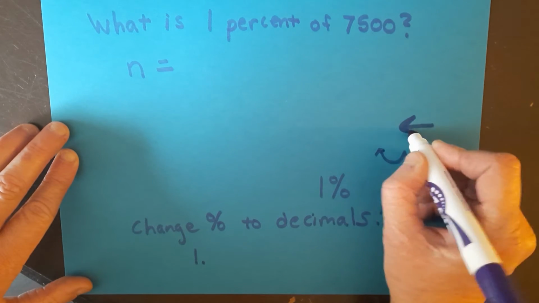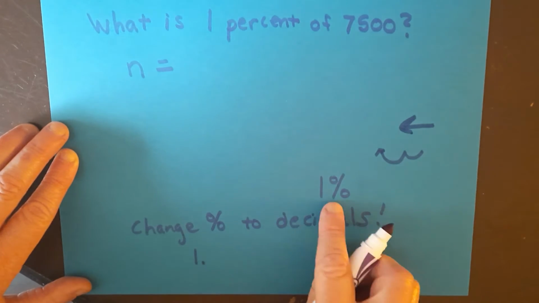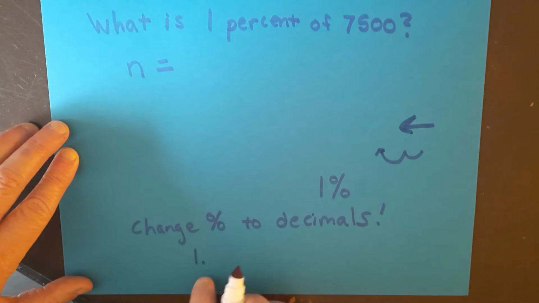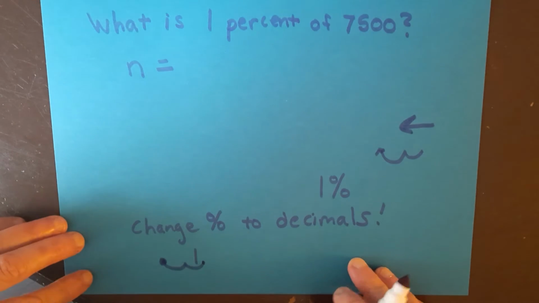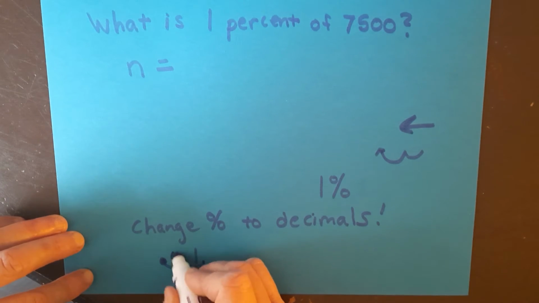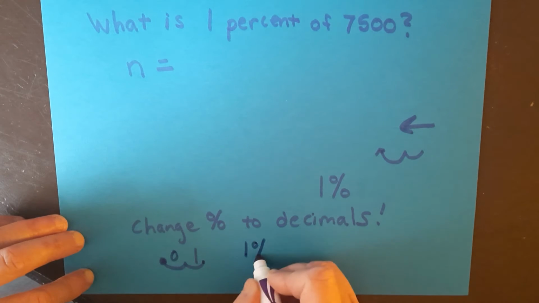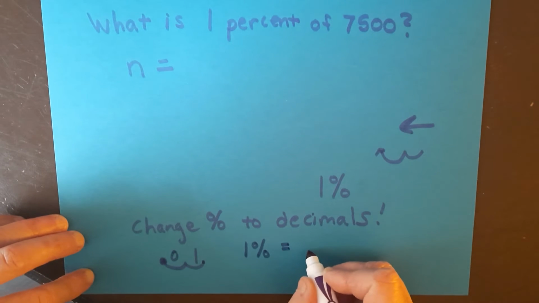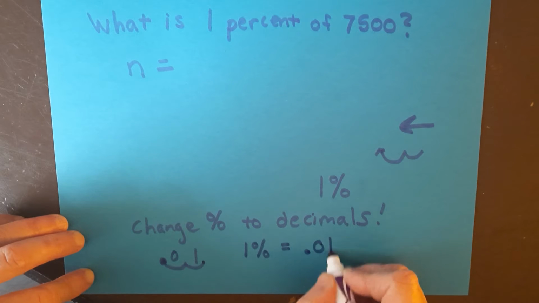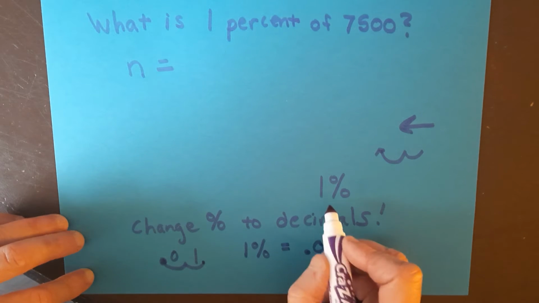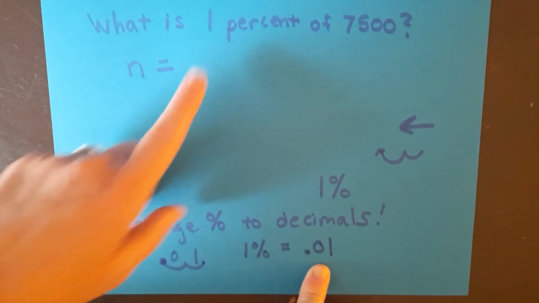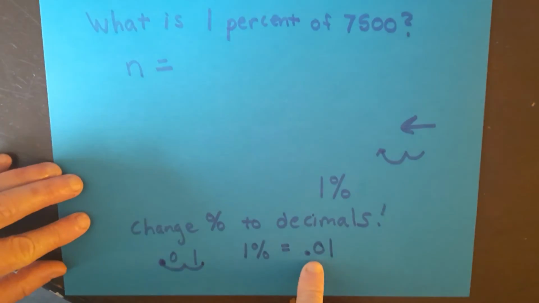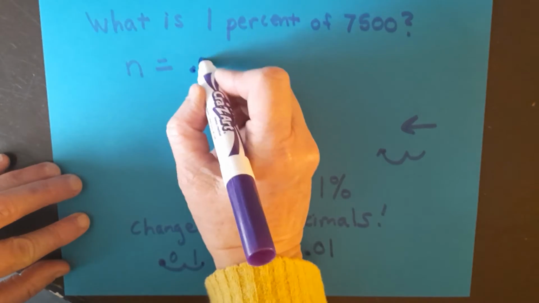You're going to move it to the left 2 spaces. So 1% is written like that, or we can move it 2 places. Now we have this empty spot, which you guys already know, to fill that in with a 0. So 1% becomes, as a decimal, 0.01. We moved the decimal point over 2 spots.